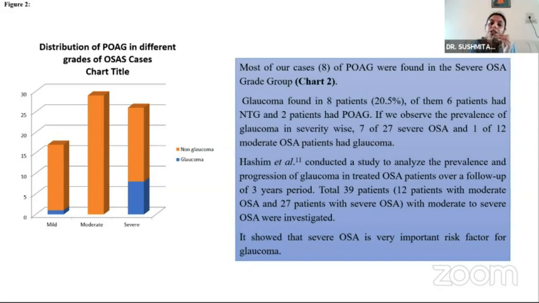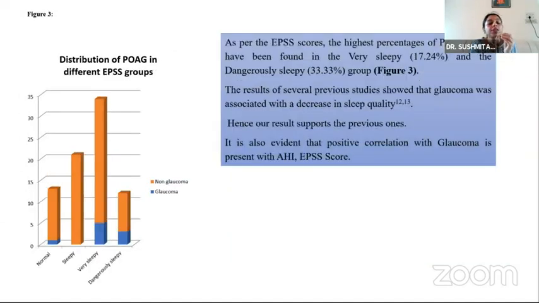If we take them according to the AHI scale, we see that the maximum of our patients fell into the severe OSA category. That is 7 out of 27 of our cases. This is also in tandem with the previous studies done by Hashim et al. So it shows that the more severe the OSA, the more likely a patient is to be diagnosed with POAG. And the figure here shows the distribution of POAG in accordance with the EPSS group, which, as mentioned before, our maximum of patients fell into the very sleepy or the dangerously sleepy categories.